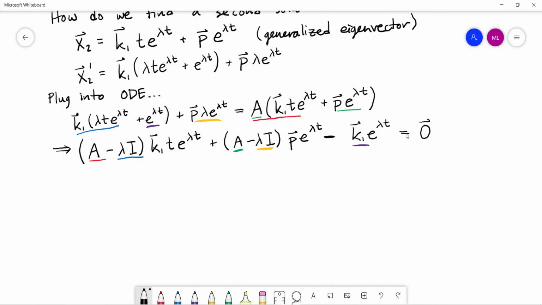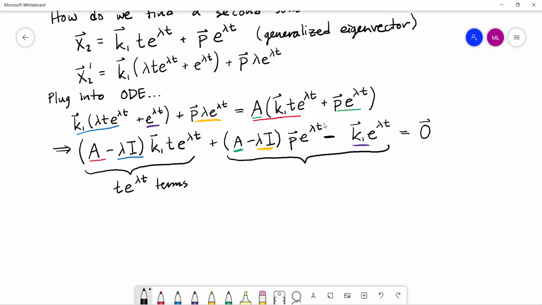Okay. So with all of this, basically, I want this thing to go to 0, right? For this whole thing to go to 0, I need these terms to go to 0. These are the ones that are proportional to, so these are the t e to the lambda t terms.